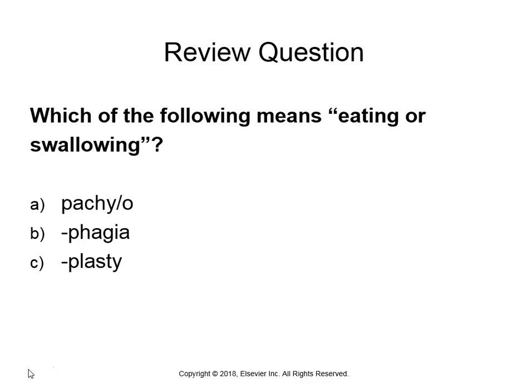Review question. Which of the following means eating or swallowing? Looking at these, you should be picking B, phagia.